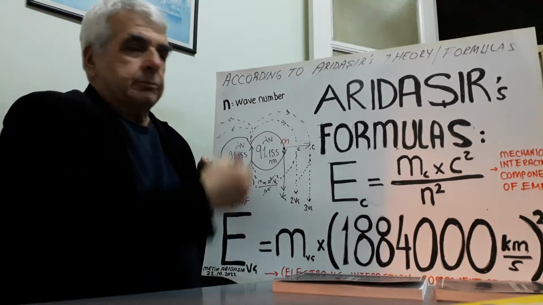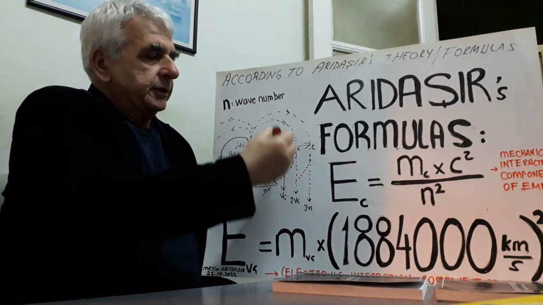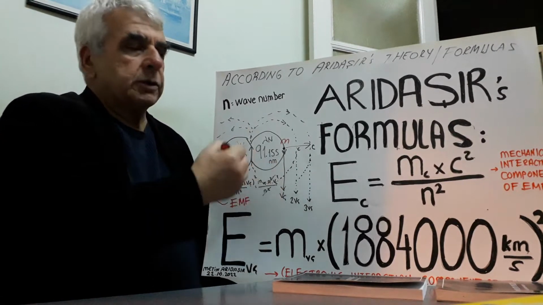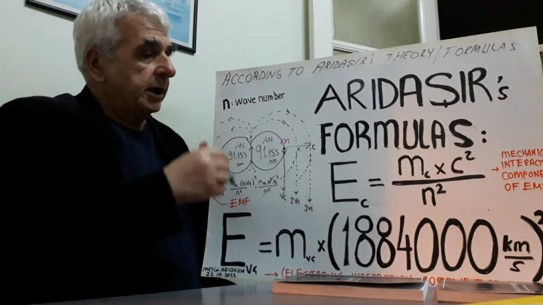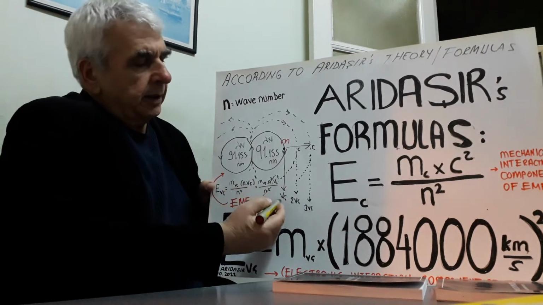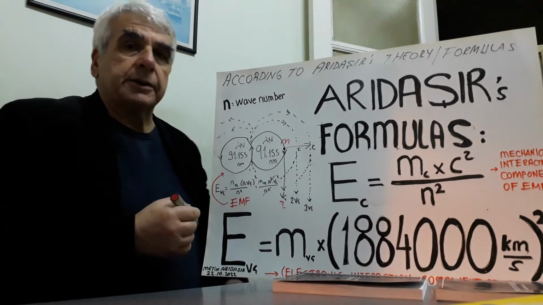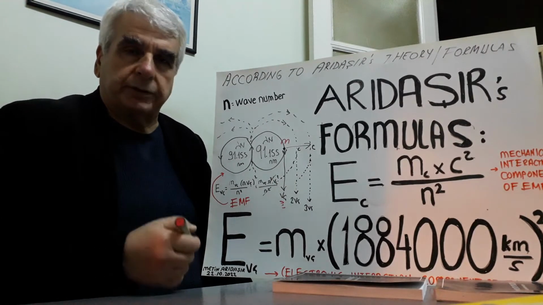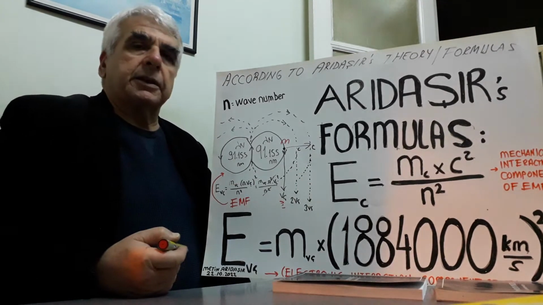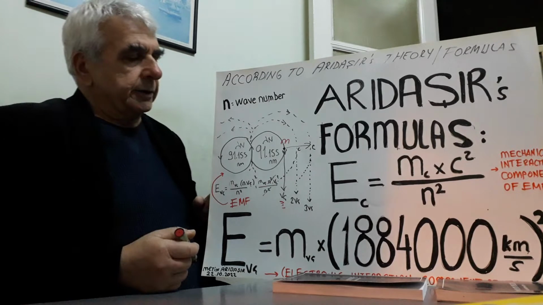But remember, for each direction, this is the cycling of the electron motion form. First cycle n equals 1, second cycle n equals 2, and each cycle has linear velocity Vg. Now here n is equal to 1, Vg is 1,884,000 kilometers per second. Second, 2 multiplied by 1,884,000 kilometers per second, and it goes on like this.